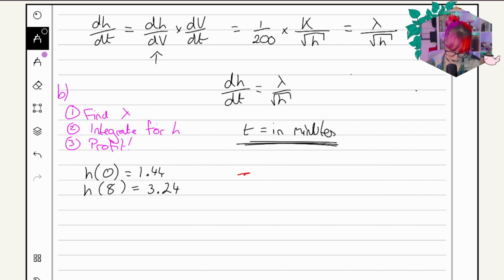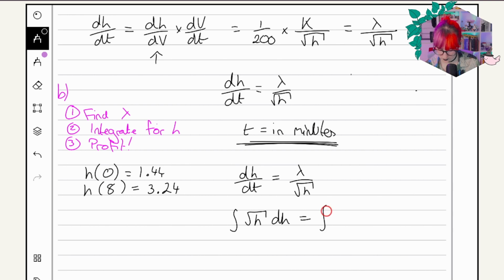So dh dt is lambda over root h. So if I integrate this, I get the integral of root h dh is the integral of lambda dt. So it's integration by separable equations in A level. Feels like it should be. And again, because lambda's unknown, I can just swap the signs around as and when I see fit.